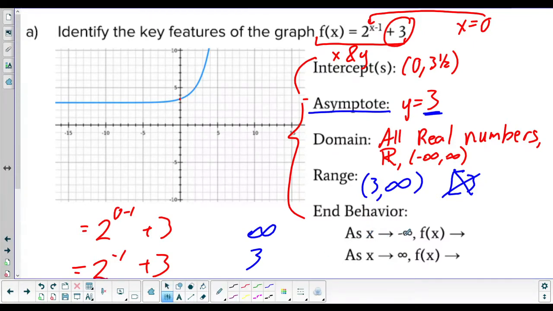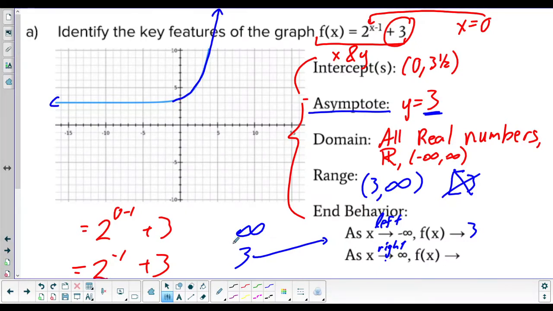So as x goes to negative infinity, this is saying the left side. On the left side of our graph, does this thing curve up and go to infinity, or does it get closer and closer to 3? Well, I'm hoping you guys can count 1, 2, 3. So f of x goes to 3. As x goes to infinity, so as we go to the right really far, what happens to this? The farther right this goes, the more up it goes, up to infinity. Okay, so there we go. We have all the key features of this graph. Pretty easy. Let's go look at another one.